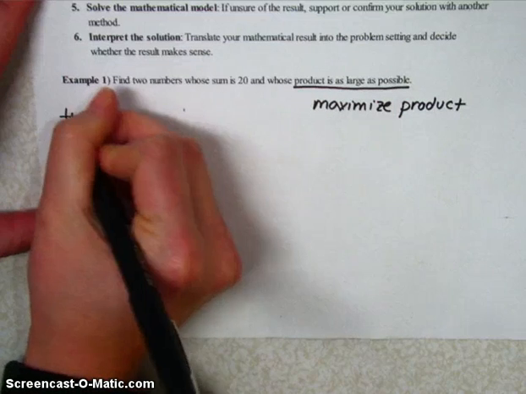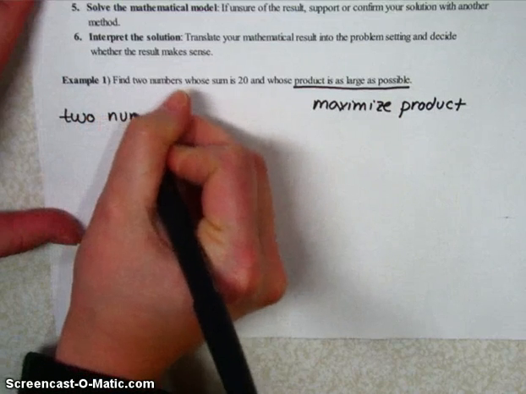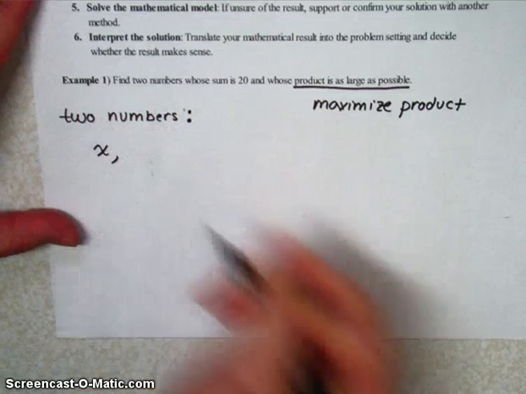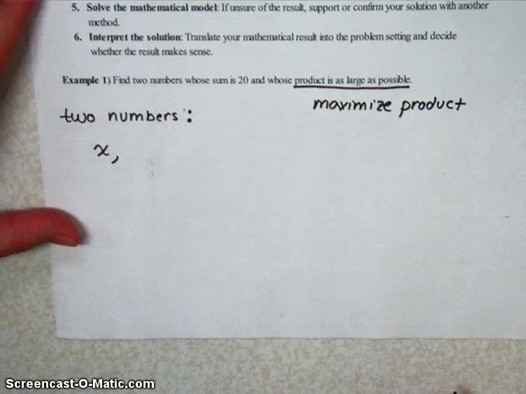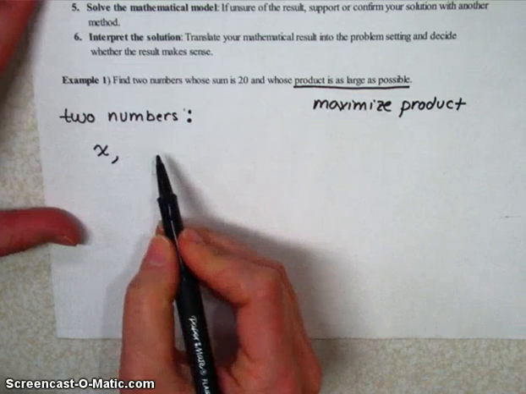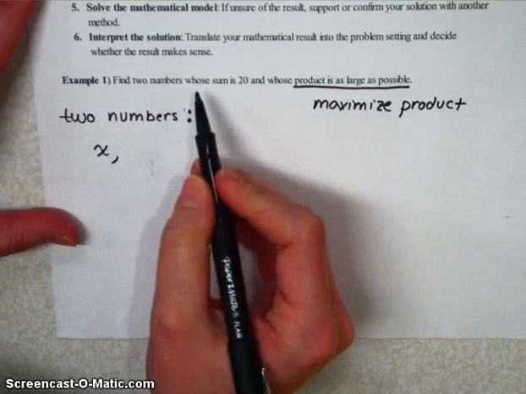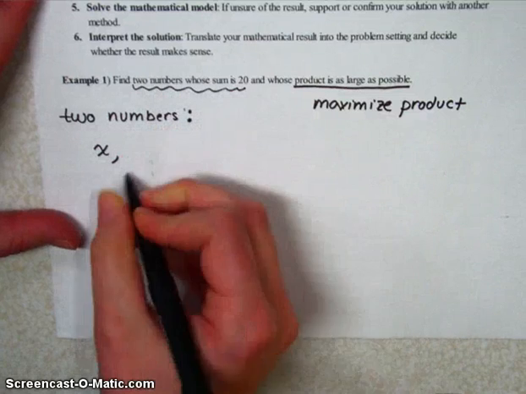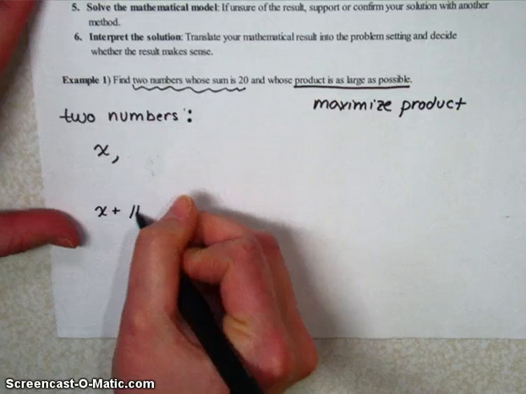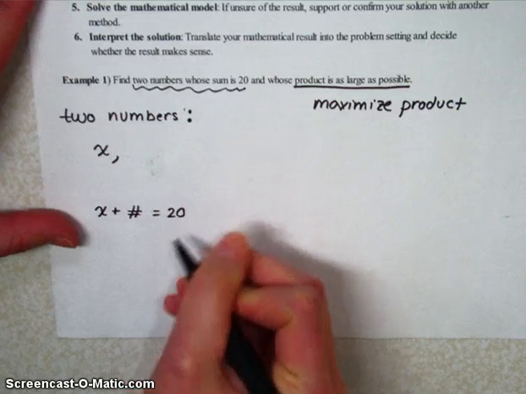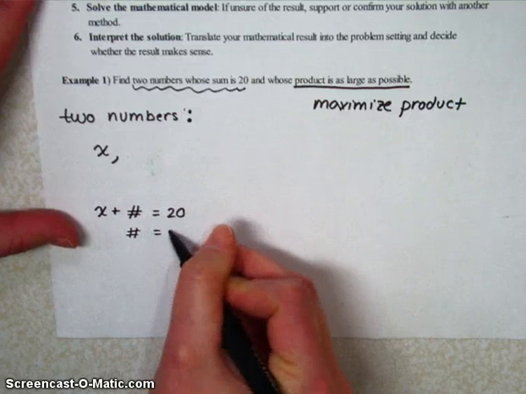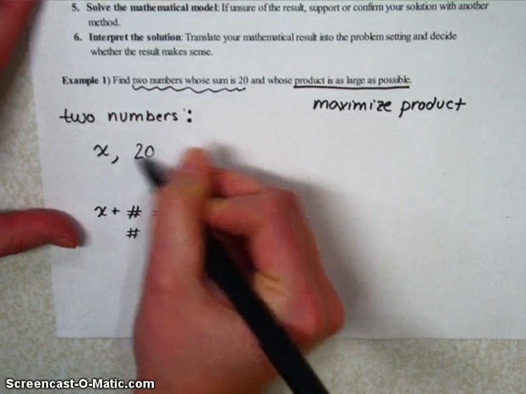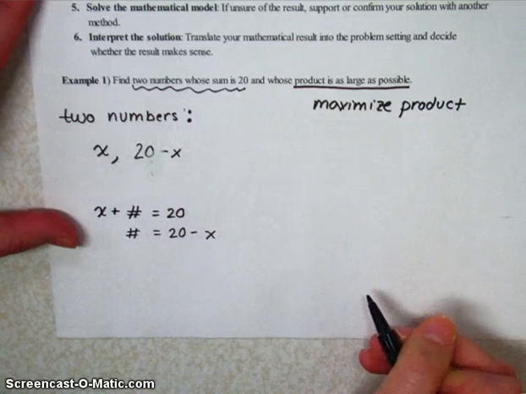Now to model this, I'm going to think about what are my two numbers. Well, I could call one of the numbers x. It's an unknown. To figure out what to call the other number, I'm going to look at this fact here. The two numbers have a sum of 20. So x plus some other number, that's a mystery, has to equal 20. So this other number is really a value of 20 minus whatever x is. So my two numbers are x and 20 minus x.